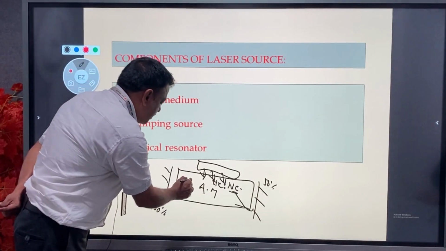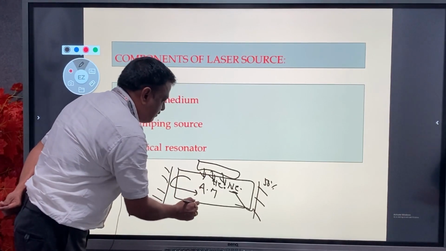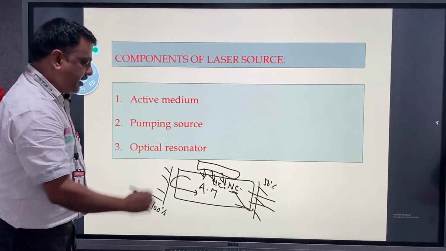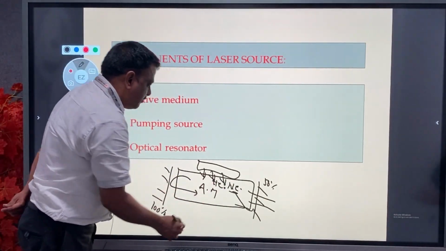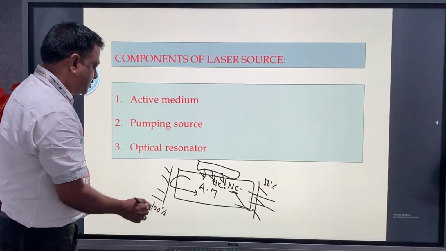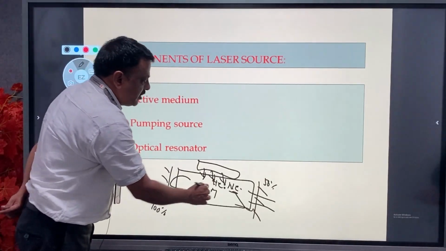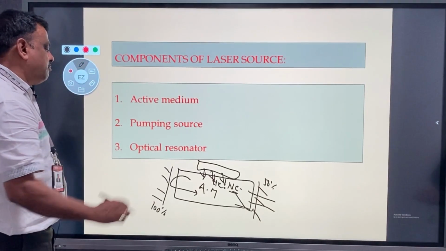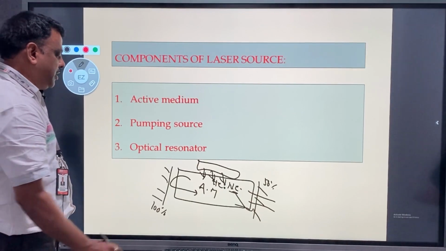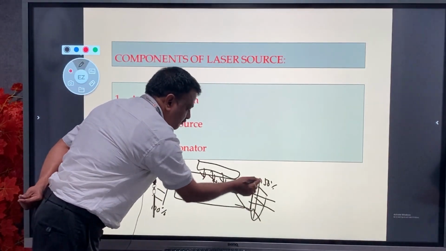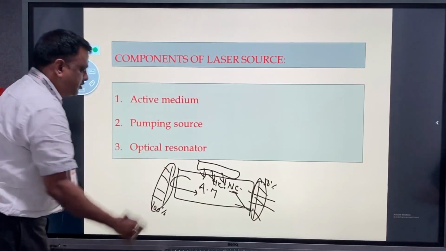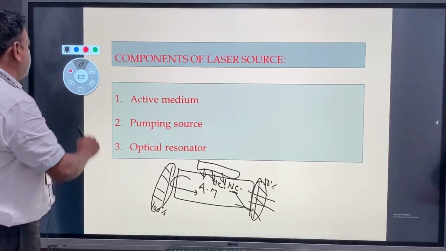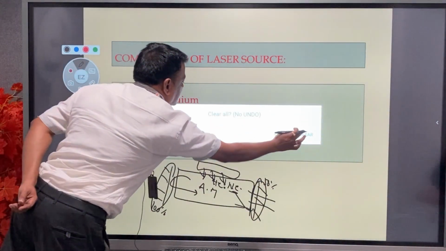At the 100% reflecting mirror, the total light is reflected back, and 50% passes through the 50% reflecting mirror while the remaining goes back into the active medium. It is a process of multiplication, again back to the 100% reflecting mirror and then to the 50% reflecting mirror, where it emerges out. The sustainable output is obtained from the laser source by the optical resonators. So the active medium, pumping source and optical resonators are the three important components in the laser system.